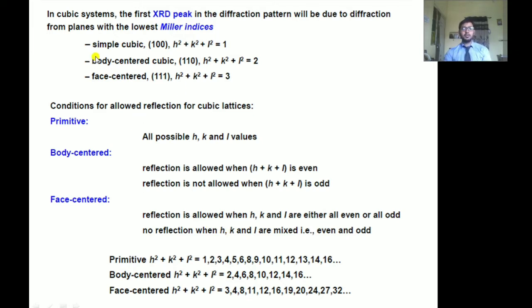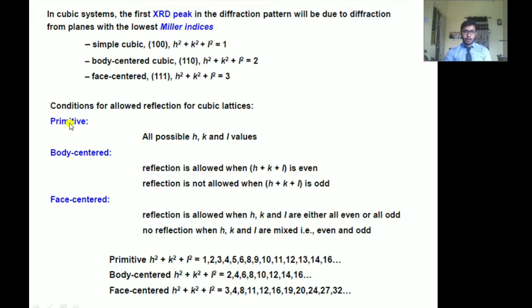One thing you should keep in mind: for the simple cubic, the first reflection coming from the XRD machine, the first plane at the minimum theta, is 100. For the body centered cubic it is 110, and for the face centered cubic it is 111. So for simple cubic, h² + k² + l² must be 1 for the first reflection at the lowest theta value; for body centered the sum must be 2, and for face centered it must be 3. This is for the first reflection. Keep it in mind, please.